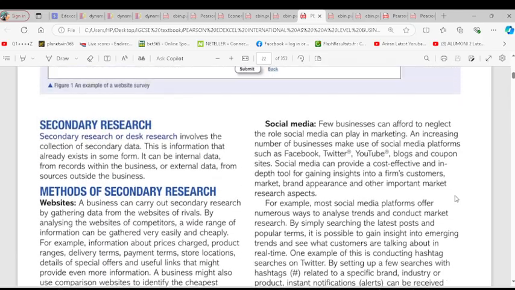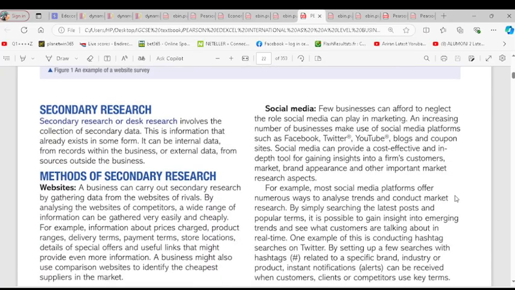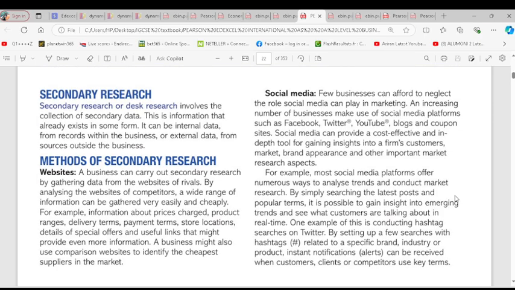That is for websites. Another form of secondary research is social media. We know social media: Twitter, Facebook, Instagram, TikTok, and the rest. I'm going to read anyway. Few businesses can afford to neglect the role social media can play in marketing. An increasing number of businesses make use of social media platforms such as Facebook, Twitter, YouTube, blogs, and coupon sites. Social media can provide a cost-effective and in-depth tool for gaining insight into a firm's customers, market, brand appearance, and other important market research aspects.